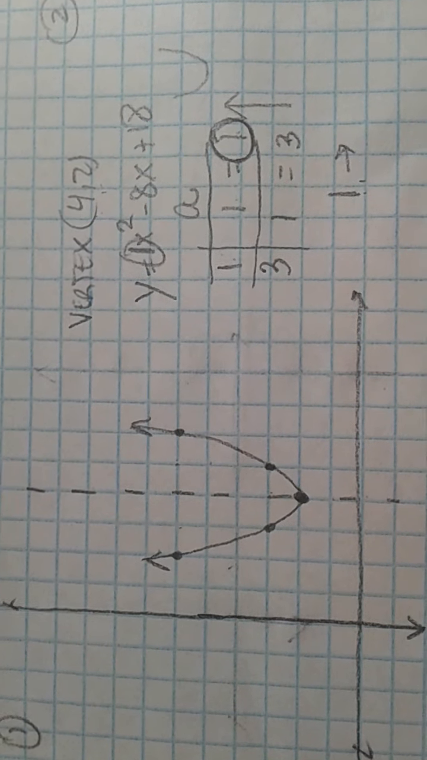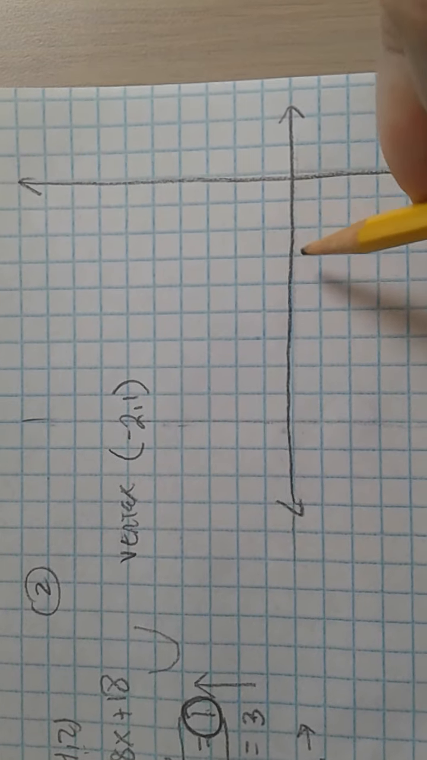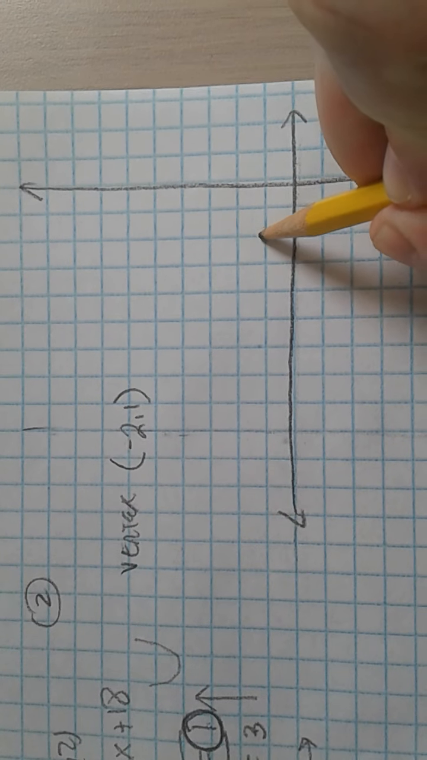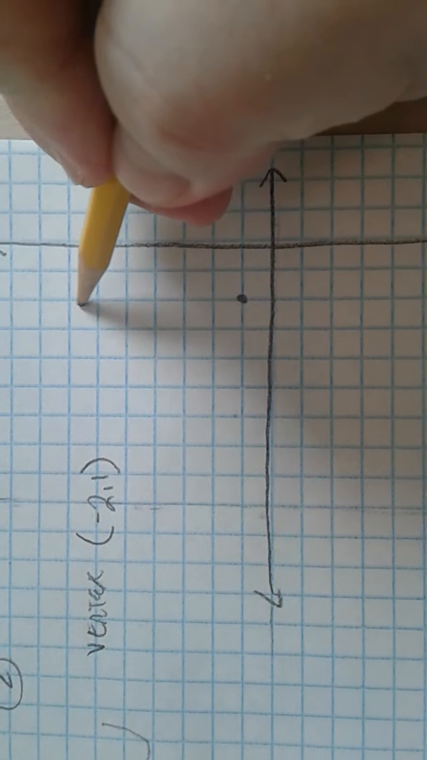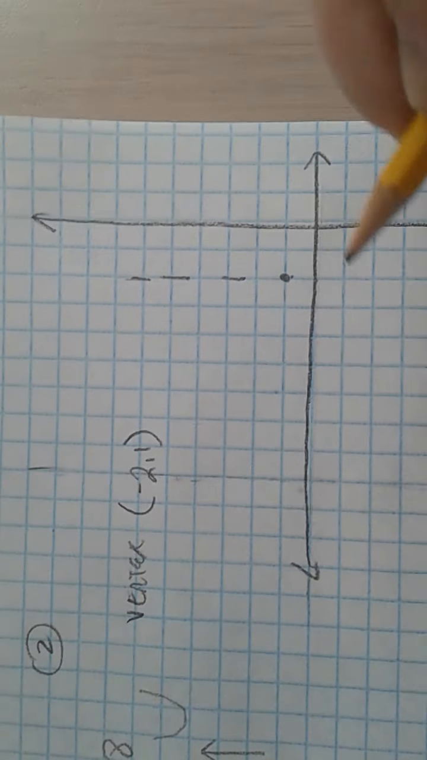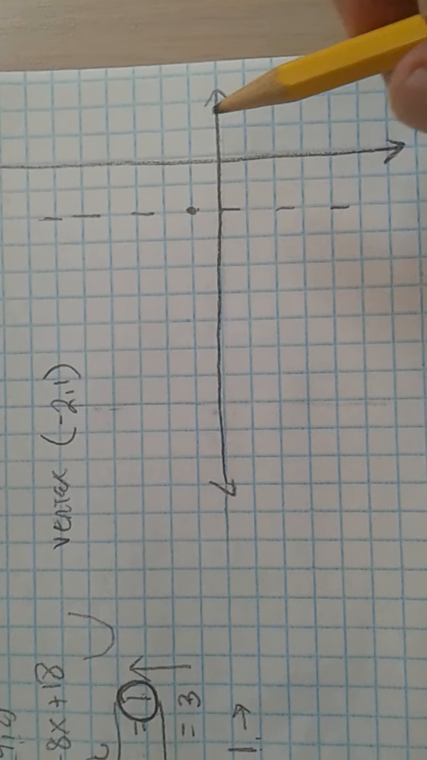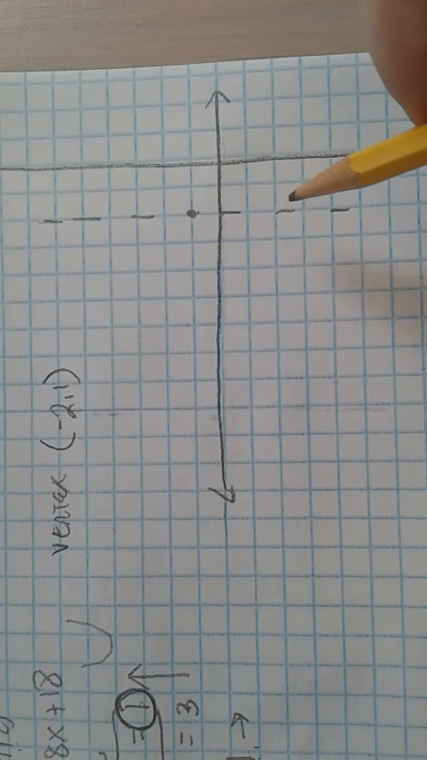Okay, I want to look at the same exact step on number 2. So number 2, okay, we had a vertex of (-2, 1), so that would be right here. Just be careful, the graph paper provided on the worksheet goes up by a half. I'm going up by 1s. But that should be okay. So there's my vertex, (-2, 1).